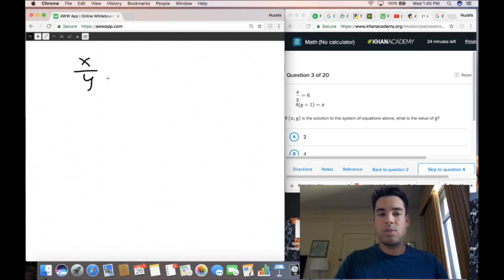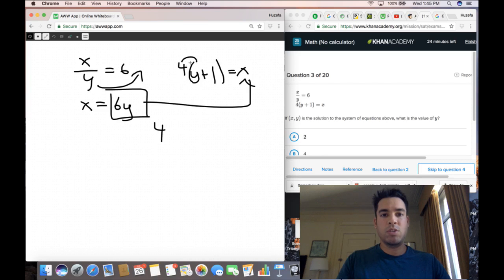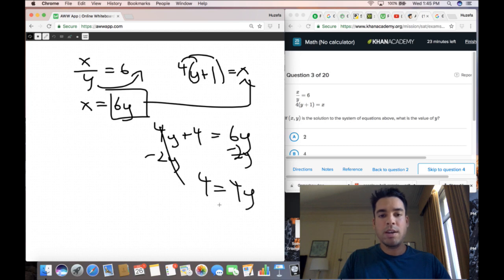x over y equals 6, and 4 times y plus 1 equals x. If (x, y) is a solution, what is the value of y? So we're solving the system of equations. We need to solve for y, so I'm going to do a little substitution. I'll multiply y to this side and we get x equals 6y. I'm going to plug this in for x in the other equation and distribute. We get 4y plus 4 equals 6y. Subtract 2y, and we get 4 equals 2y, and y equals 1.